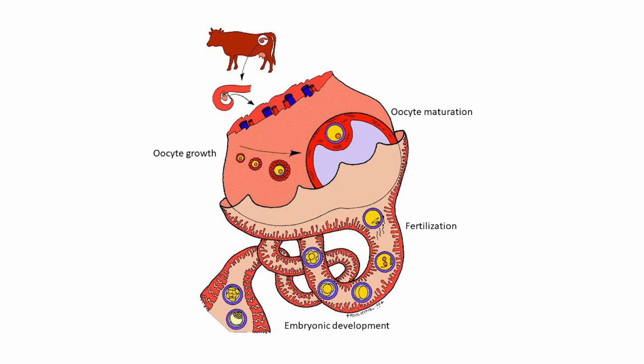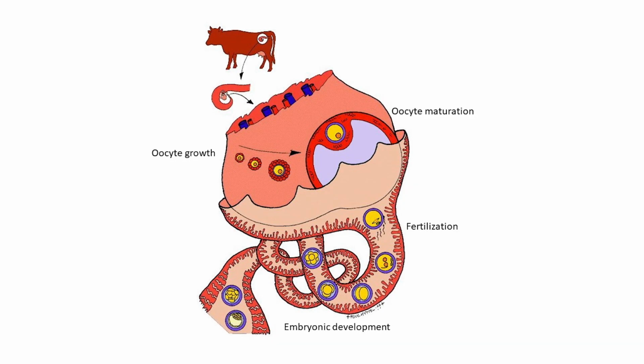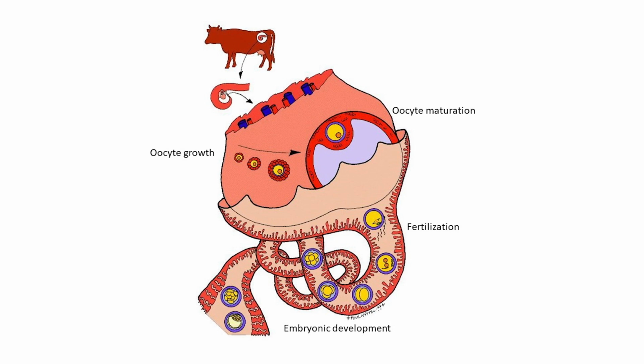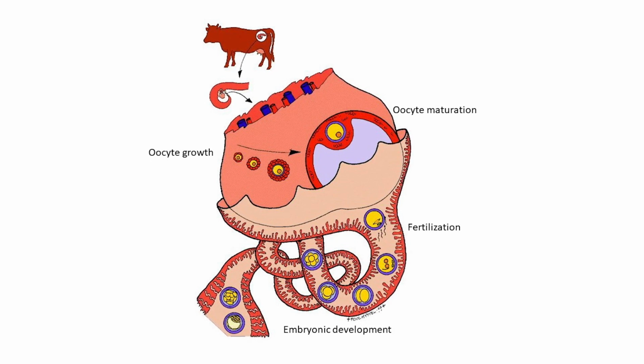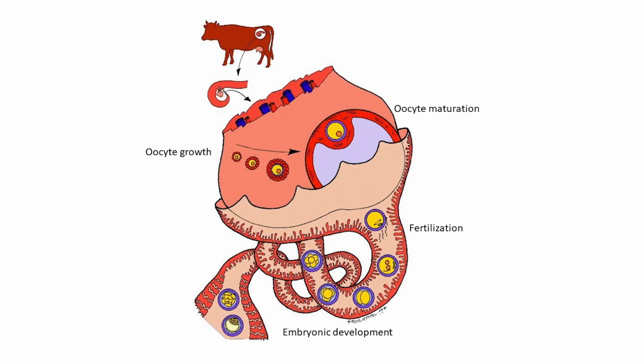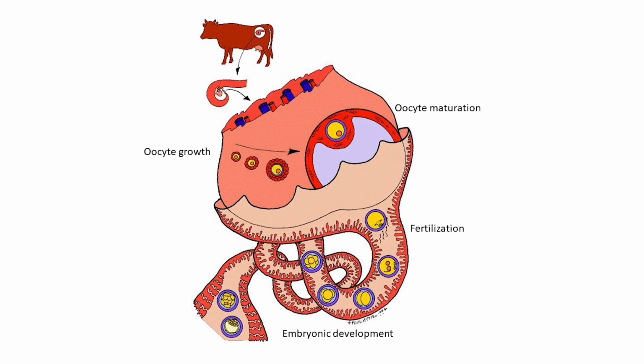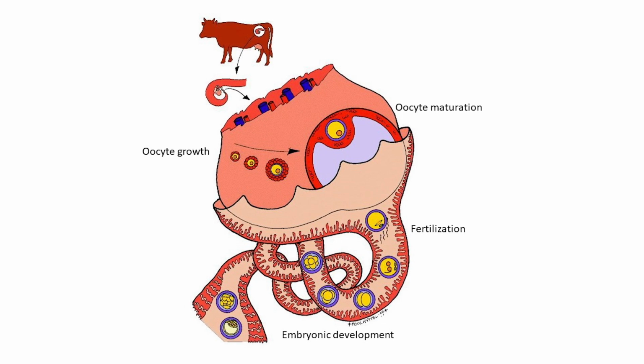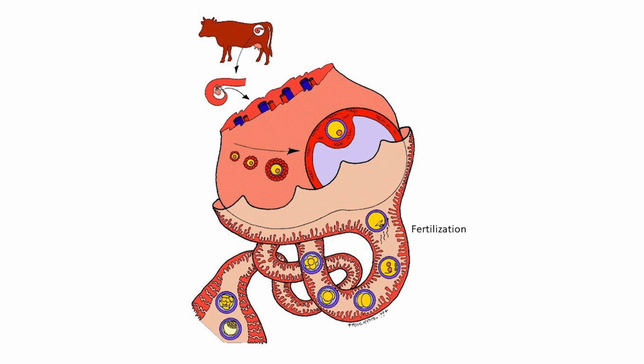In cattle, the mature oocyte is expelled from the ovulatory follicle approximately 24 hours after the peak of the LH surge. It will be funneled into the oviduct and transported towards waiting sperm, if the animal has been mated or inseminated. This sets the scene for fertilization.